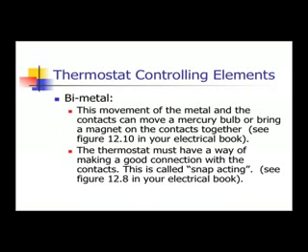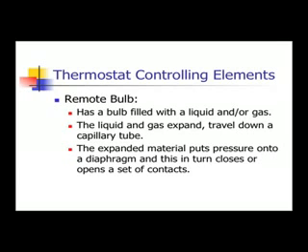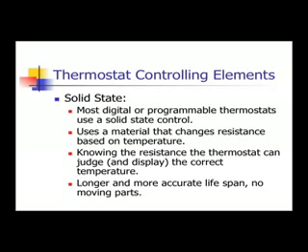These are examples of bimetal. The top one will move up and down. The U-shaped one will also move up and down. The one that's a spiral will work in a circle. The movement of the metal and the contacts can either move a mercury bulb or bring magnets on the contacts together. The thermostat must have a way of making a good connection with the contacts. This is called snap acting.